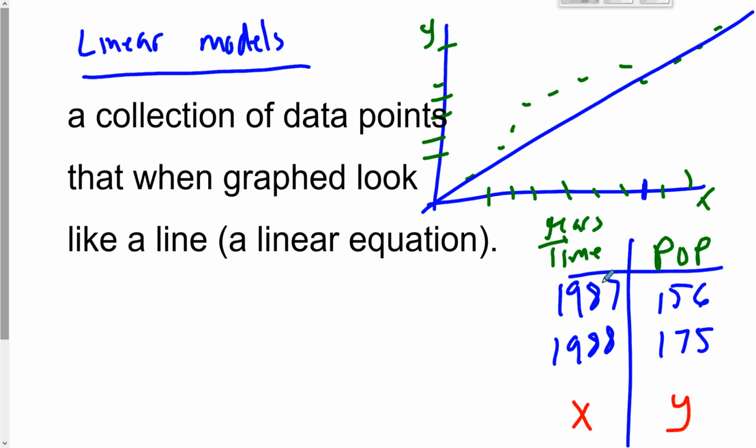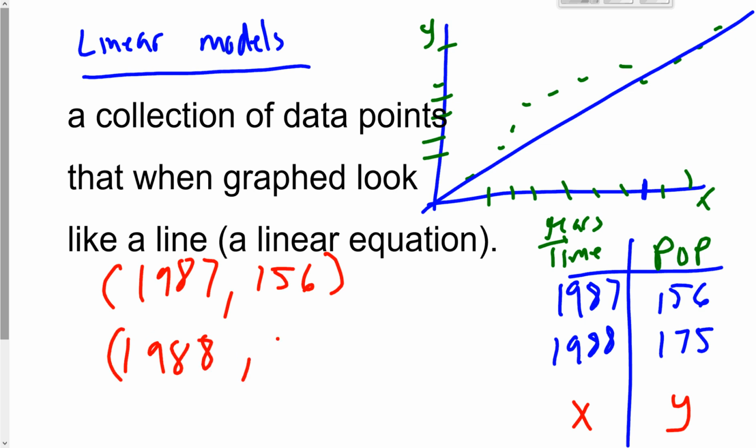So here are 2 points, right? We're given 2 points, 1987 and 156. We're given 1988 and 175. It's just 2 points on the data.